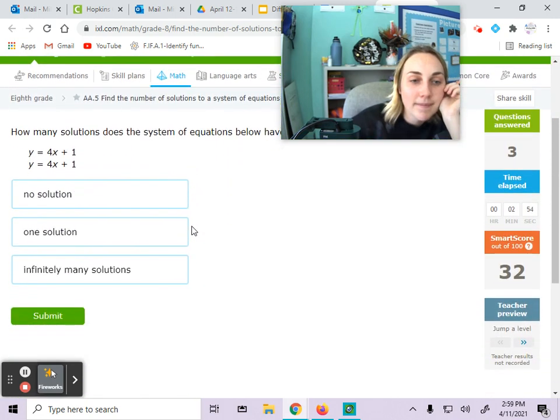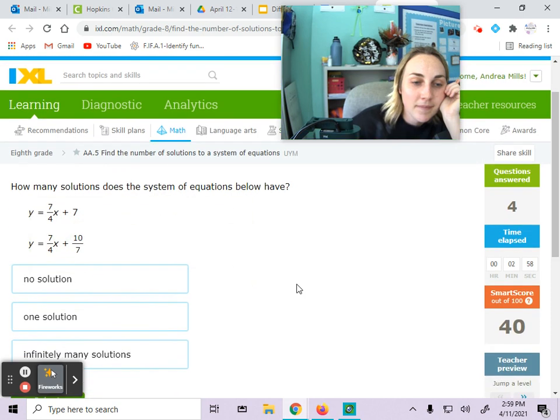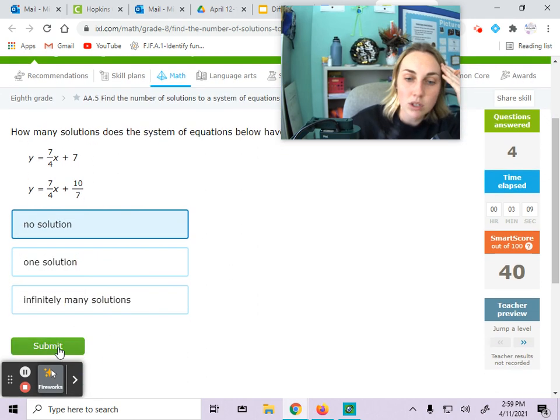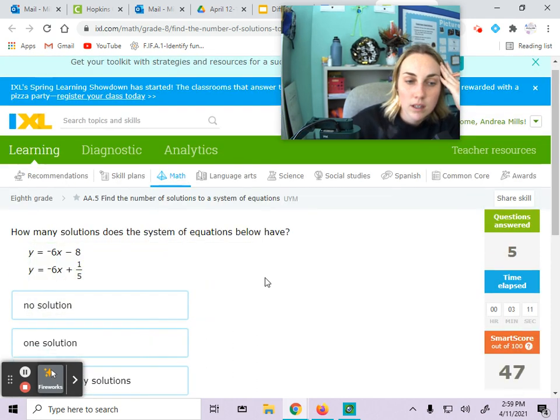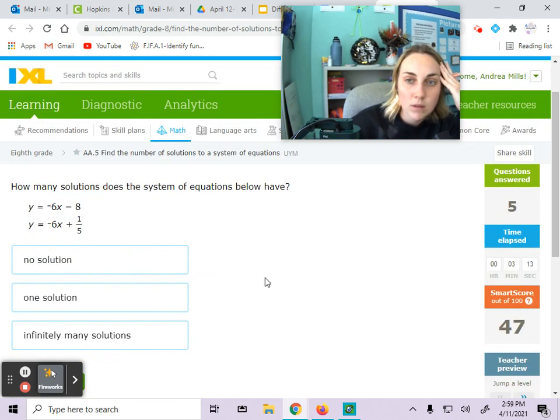All right, same line. Okay, so in this case, we have the same slope, but two different y-intercepts. So what that means is that we're going to have two lines. They're going to be parallel to each other. They're never going to meet, so this is going to have no solution. Same slope, different y-intercepts, no solution.